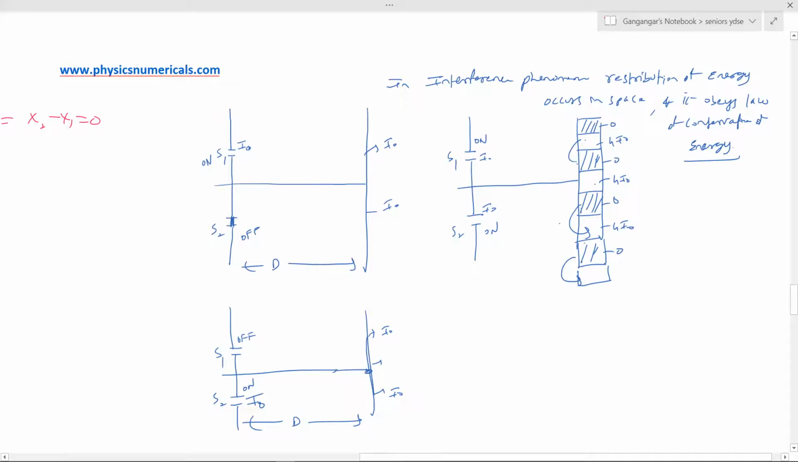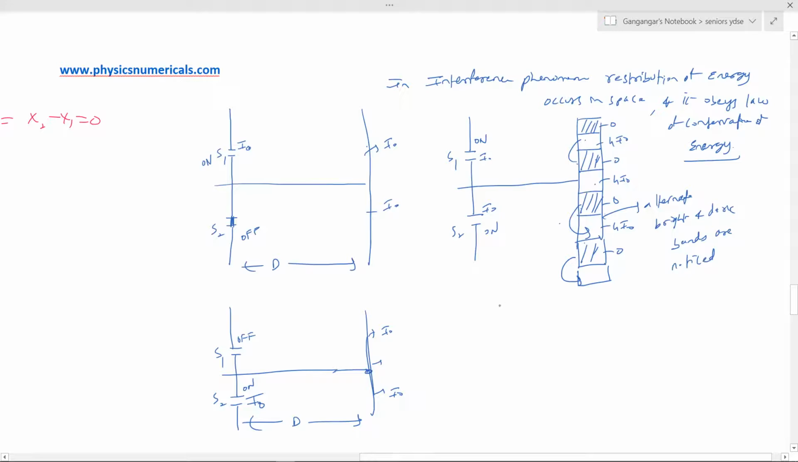If I switch off one of these sources, then what is the intensity everywhere? Everywhere it will be I naught only. If I switch off S1 and S2 is on, everywhere will be I naught. When both are on, and if S1, S2 are coherent, then everywhere the intensity will not be 2 I naught, but redistribution of energy occurs. Interference phenomenon occurs. Because of that, we'll get alternate bright and dark bands. So what we notice here are alternate bright and dark bands.